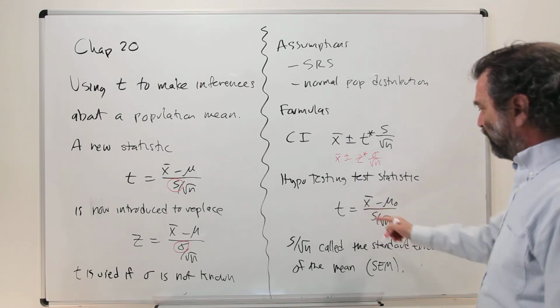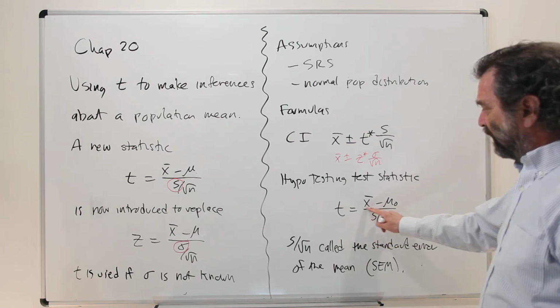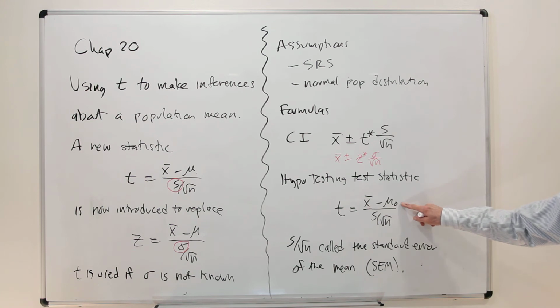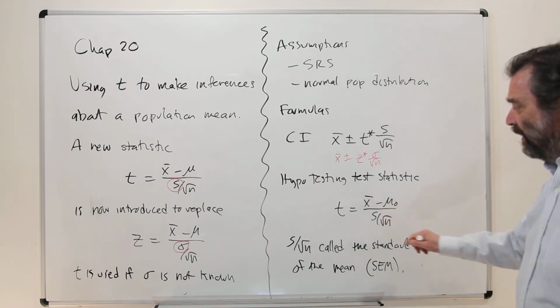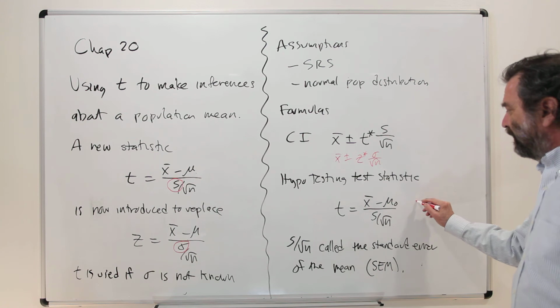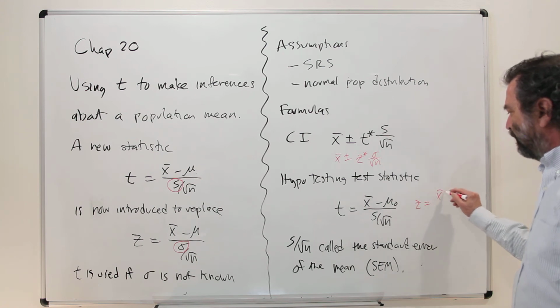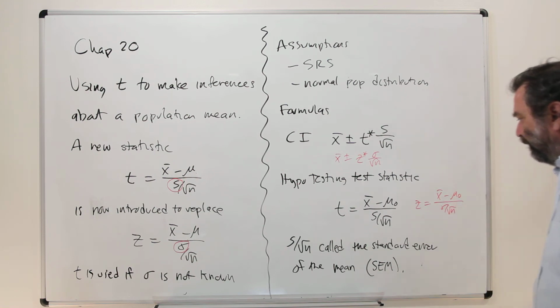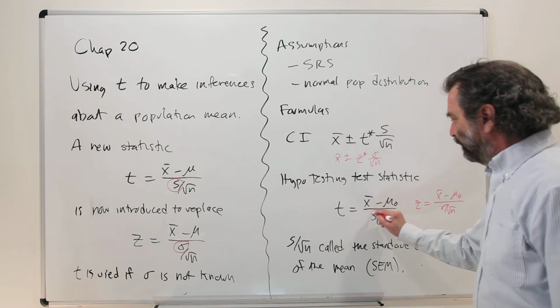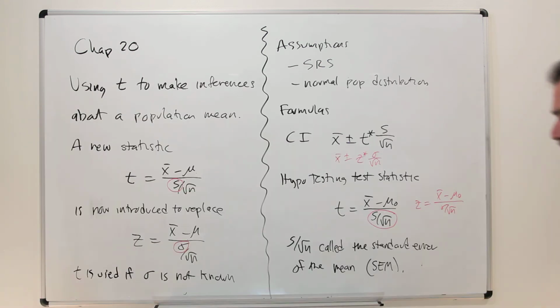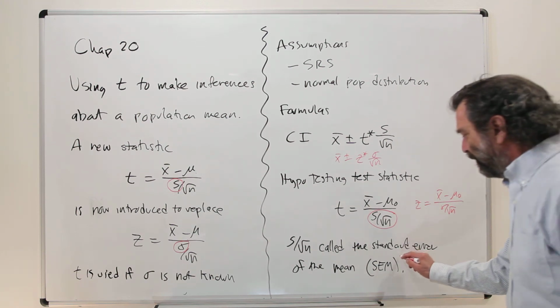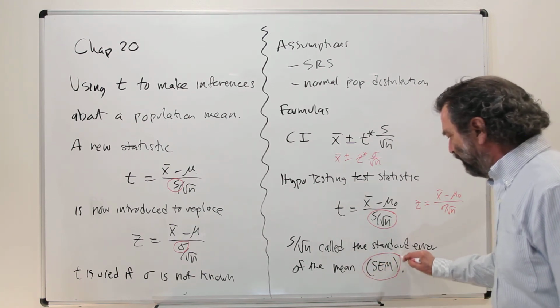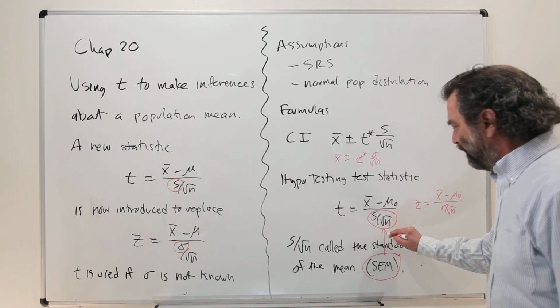And then the test statistic, we're going to use T, x bar minus mu naught, where mu naught is the null hypothesis mean, divided by S over root n. We compare that to the Z statistic, which we wrote as x bar minus mu naught over sigma over root n. So it looks the same. The quantity in the denominator is called the standard error of the mean. And if you look at computer output, quite often it'll say SEM to stand for that quantity.